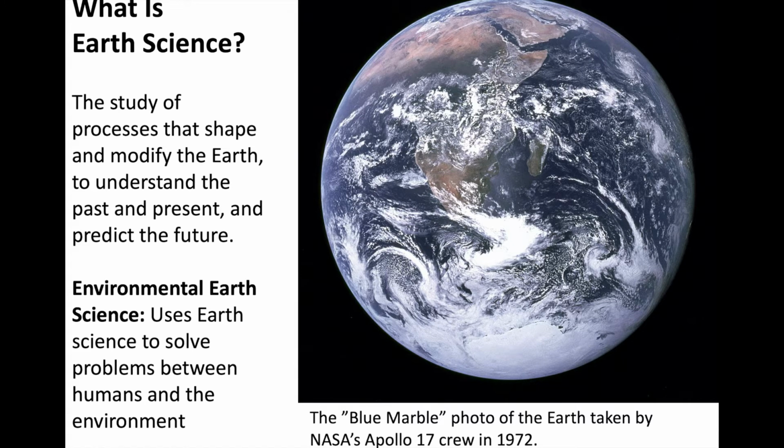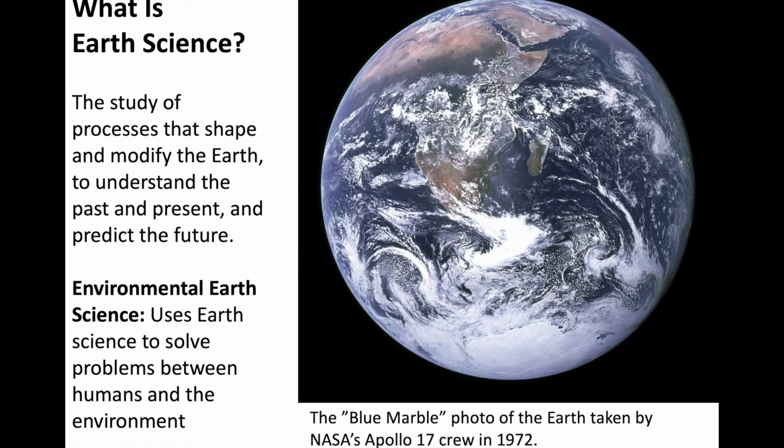First, we need to define earth science and environmental earth science. Earth science is the study of the physical, chemical, and biological processes that shape and modify the earth. We use earth science in order to understand events in the past and present, and to build predictive models of what might happen in the future. Environmental earth science uses earth science approaches to solve problems between humans and the environment. Or, as I said in the first lecture, environmental earth science is how interactions between geologic and human processes shape the Earth's environment.